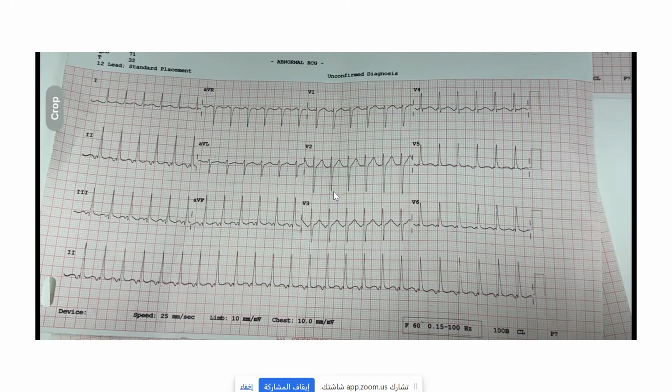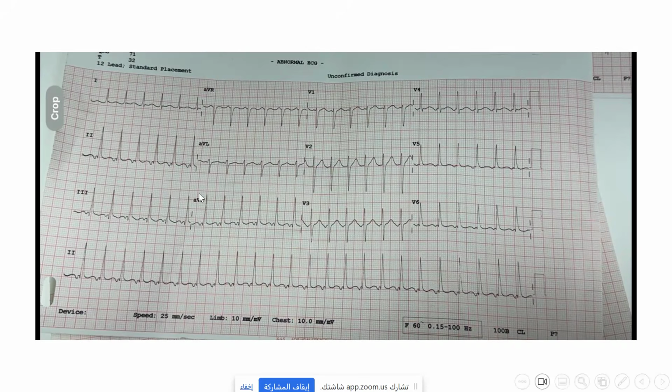Is it short RP or long RP tachycardia? Short? Look, did you see my arrow? This is R, isn't it? You look to the P. This is the P, isn't it? This is RP, this is PR. So which is shorter? PR is shorter. That means this is long RP tachycardia.